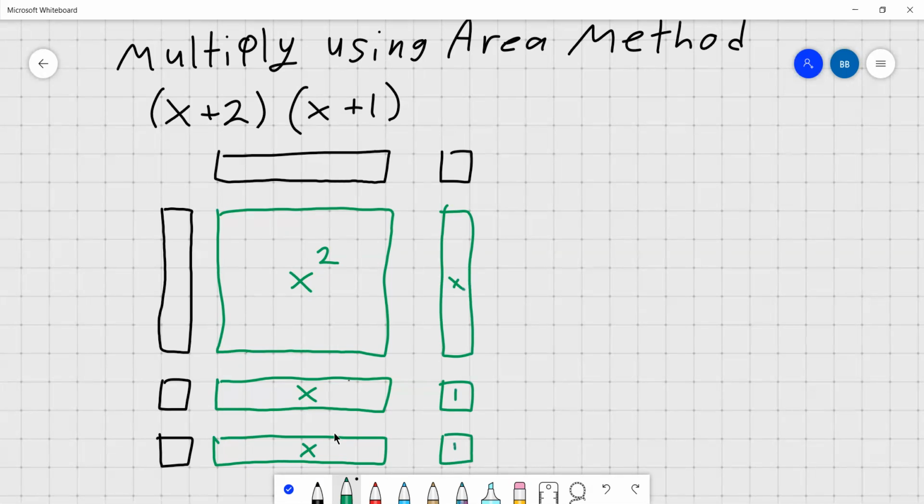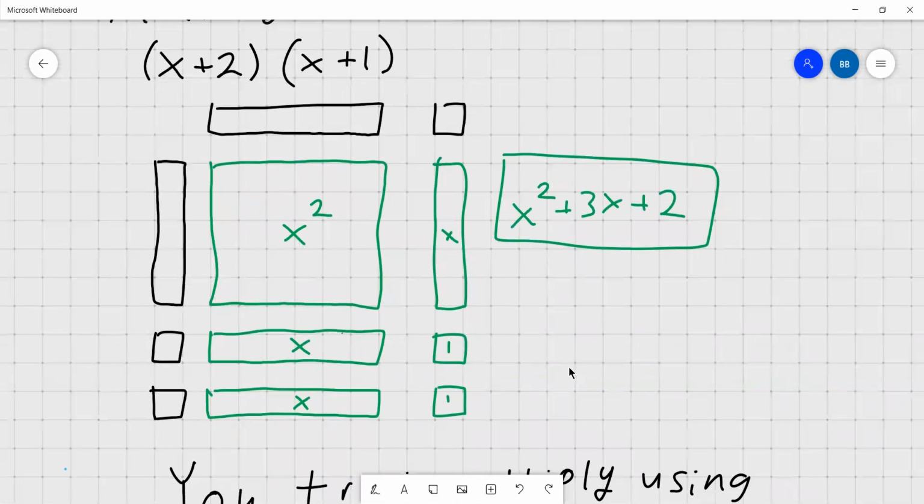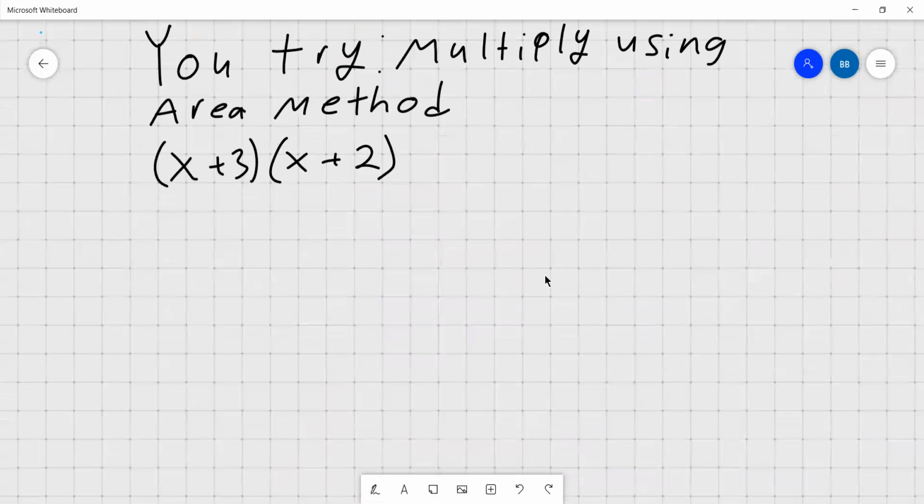The final step, just add everything that we have. We have 1 x squared, we have 3 x's, and we have 2 one units. And that is the answer to our original problem. Pretty neat, isn't it? So now I want you guys to try. Go ahead and try to multiply x plus 3 times x plus 2 using the area method.